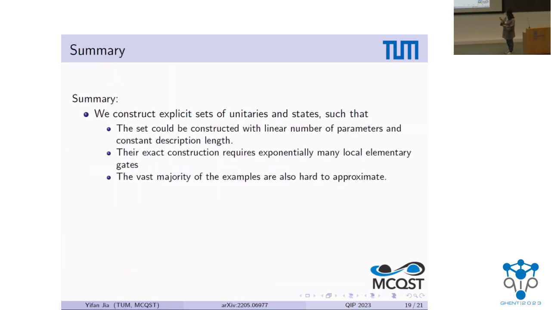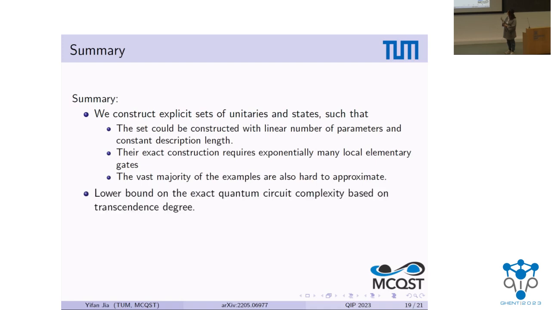So as a summary, we managed to construct explicit examples of unitaries and states that can be constructed with a linear number of parameters, n parameters, and you only need one line to describe them, which means they are easily described. And they have very high exact circuit complexity, which is guaranteed to be exponential gate complexity. In the end, we also know that the vast majority of them are also hard to approximate. We come up with a lower bound on the exact circuit complexity based on transcendence degree, and a similar method also applies to tensor network representations.